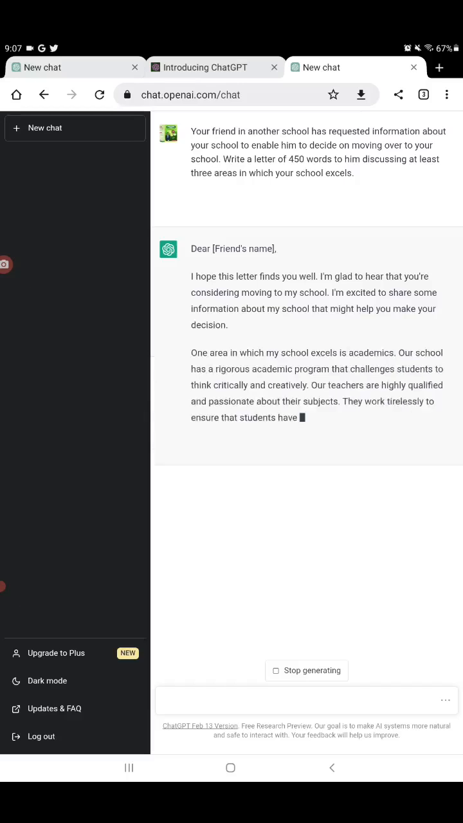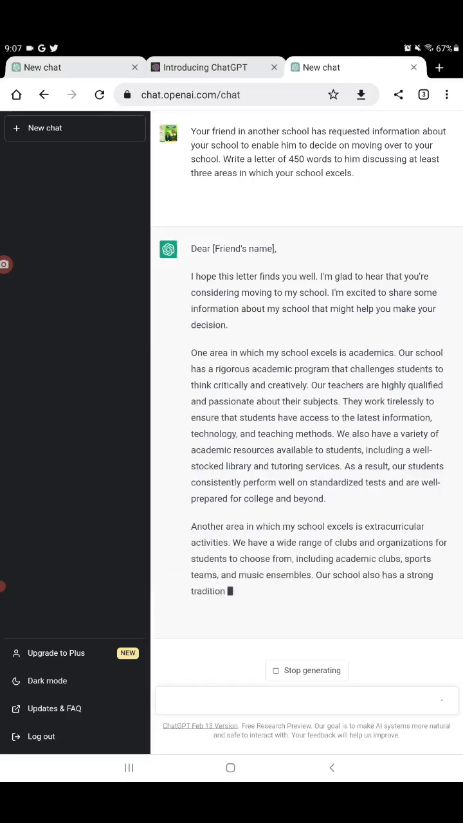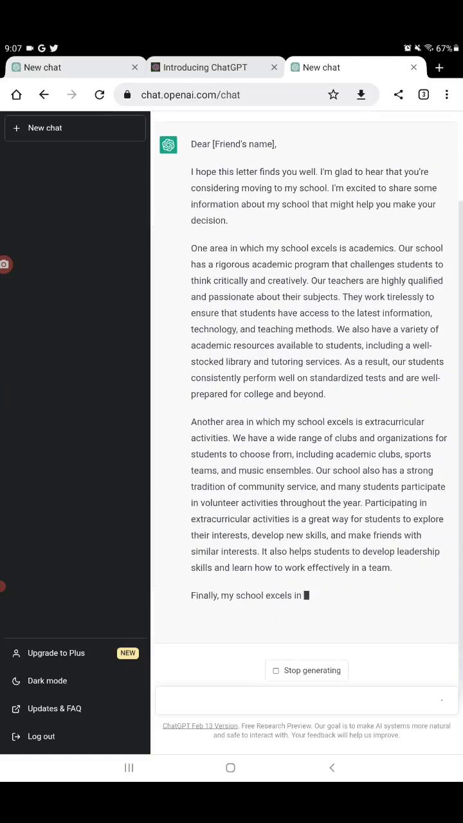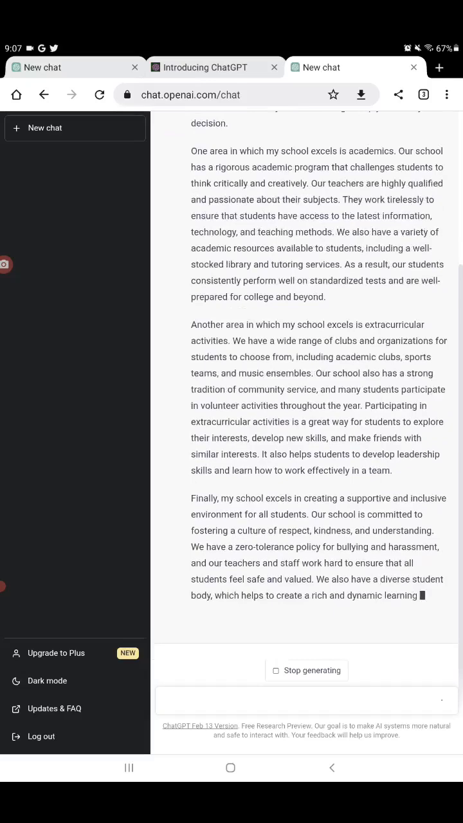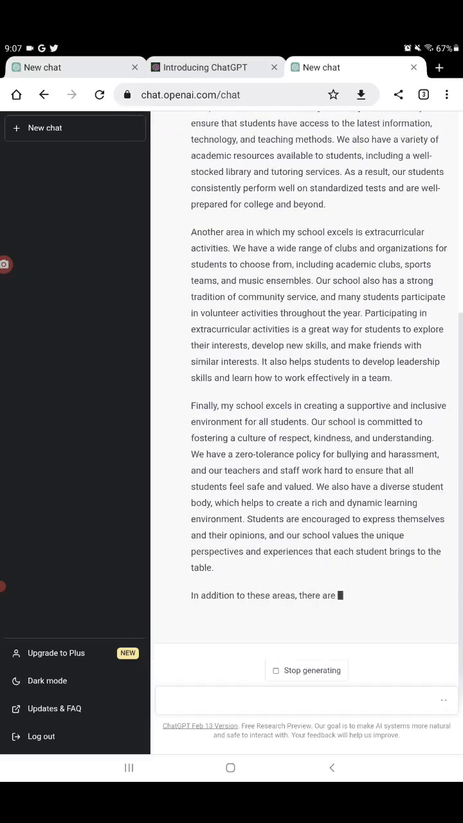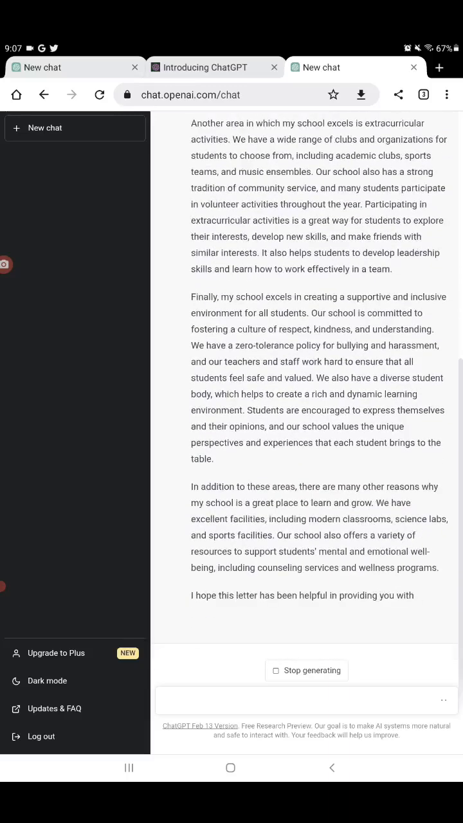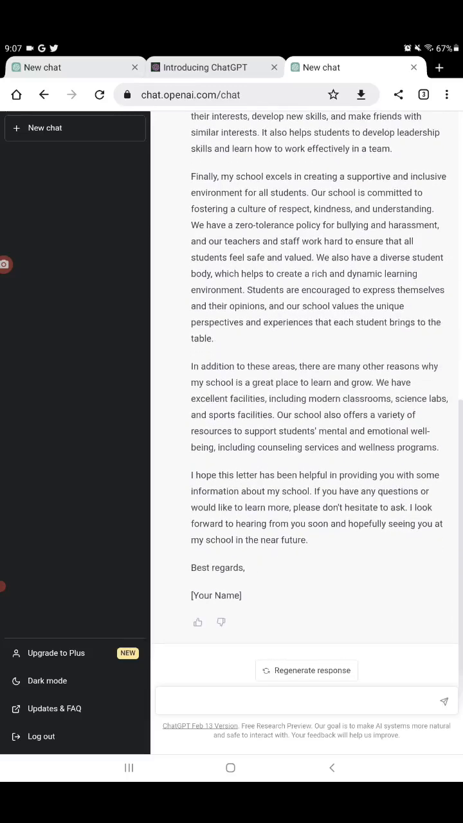You see, it says, I hope this letter finds you well. That is not the first one it wrote. So it is trying to rearrange the introduction. So it's regenerating. So you are able to see one area in which my school excels. So it is not using the format of firstly, secondly, and thirdly. It's using another format, like finally. So you can regenerate as much as you like, in as much as you need 550 words. So please don't forget, you just copy it to where you need.